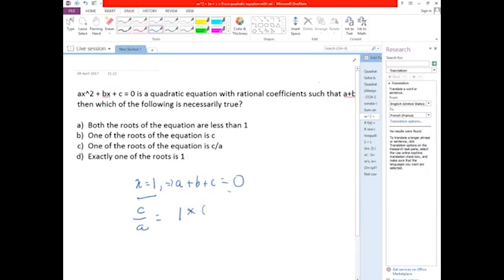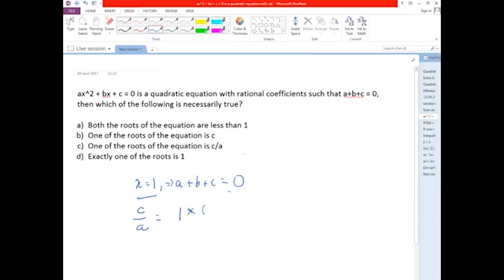Into the other root. So the other root must be c by a. Other root equal to c by a. So the two solutions are 1 and c by a. And exactly one of the roots of the equation is 1, and c by a is probably the answer.